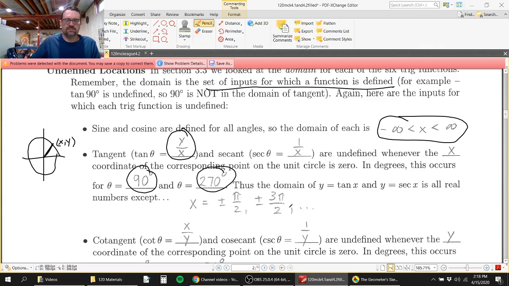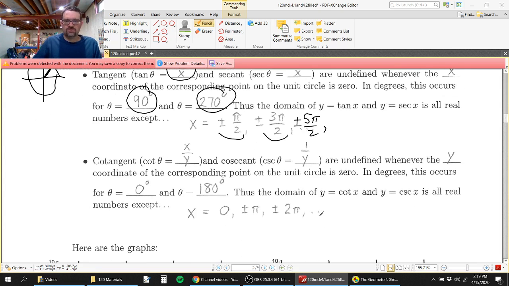In terms of radians, well, the types of angles you can't put in the tangent and the secant function are pi over 2, that's 90 degrees, 3 pi over 2, that's 270. The negative versions, and then this would actually go on to like plus and minus 5 pi over 2 and 7 pi over 2, etc., etc.